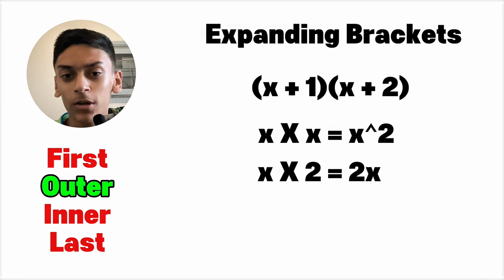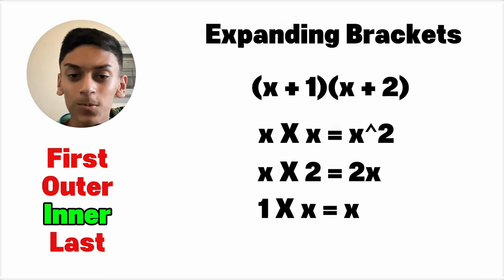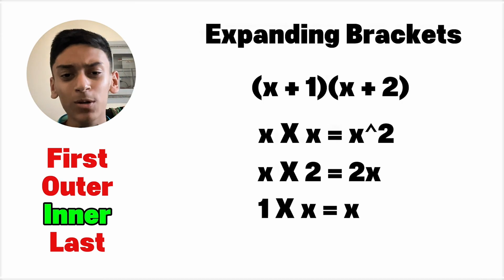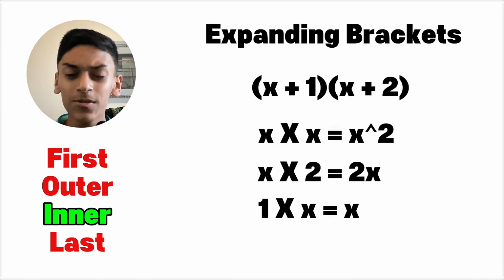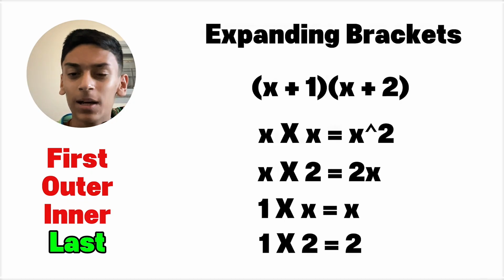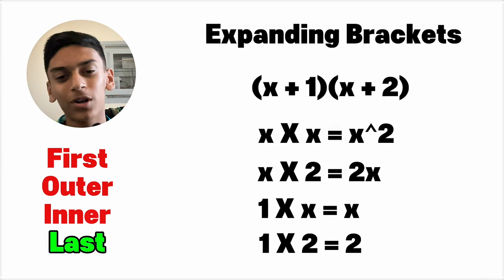Then we have x multiplied by 2. X times 2, or 2 times x, is 2x. Now we have plus 1 times x. That's just equal to 1x, which is the same as x, as 1 times a number is still just the exact same number. And last but not least, we have 1 times positive 2, which is just positive 2.